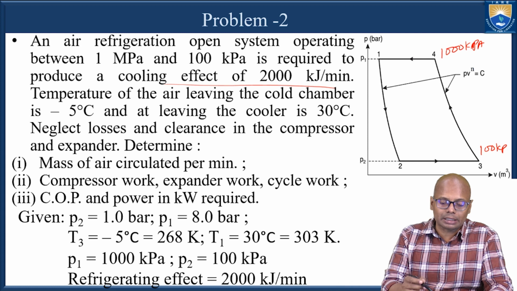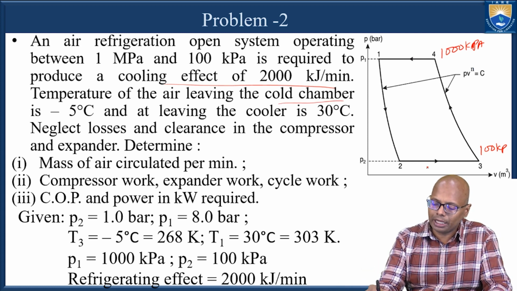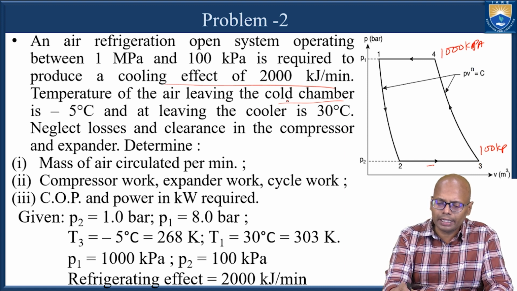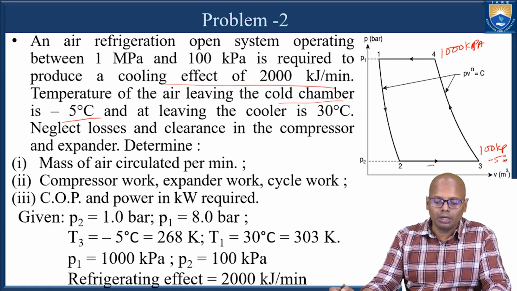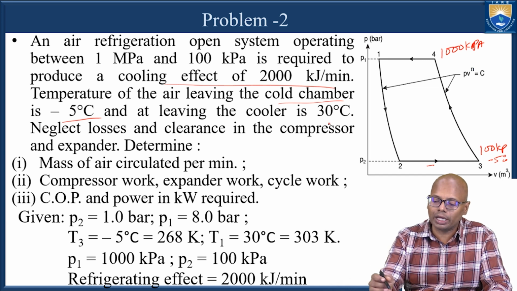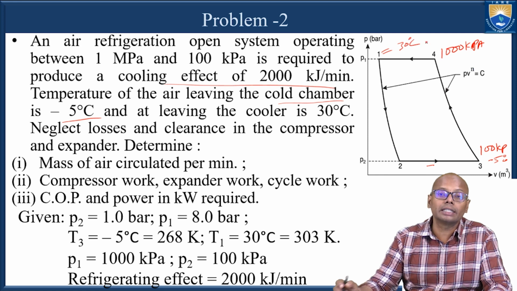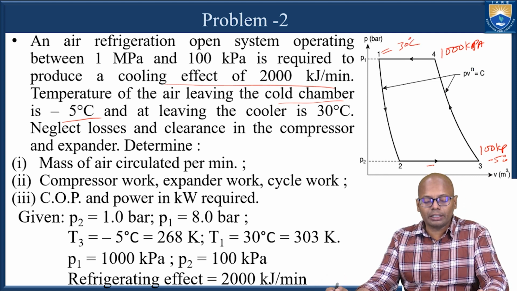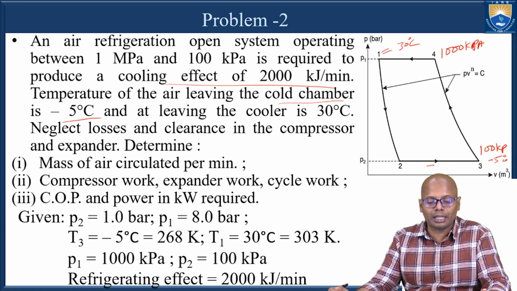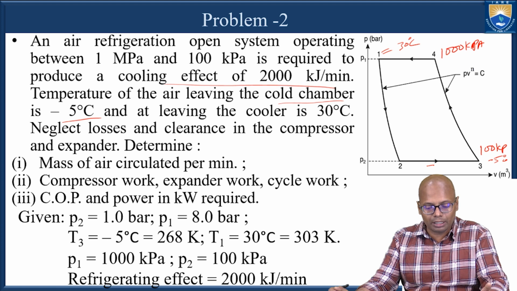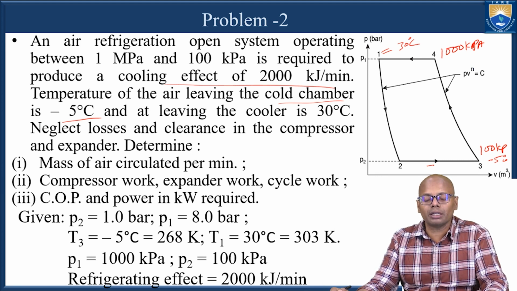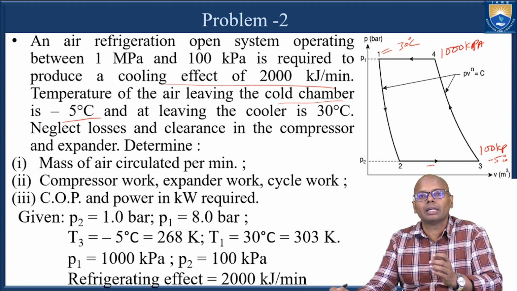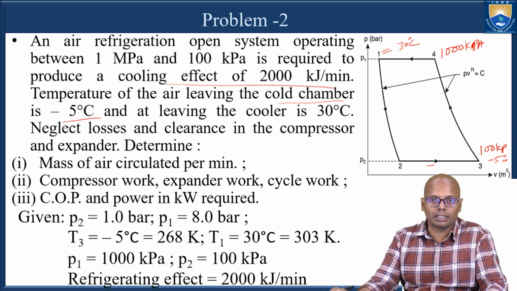And what about the temperatures? The air is leaving the cold chamber at T3, which is minus 5 degrees centigrade. And leaving the water cooler, T1 is 30 degrees centigrade. We can neglect the losses and clearance in the compressor and expander, and find the mass of air circulated per minute, compressor work, expander work, cycle work, COP, and power in kilowatts. How much power is required for running this cycle, that also we can find out.